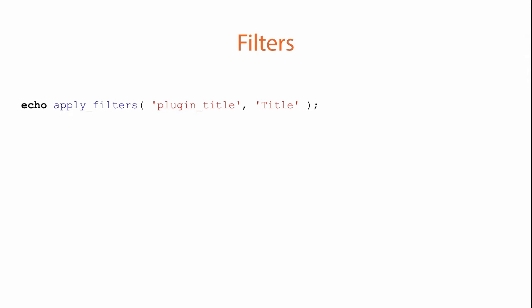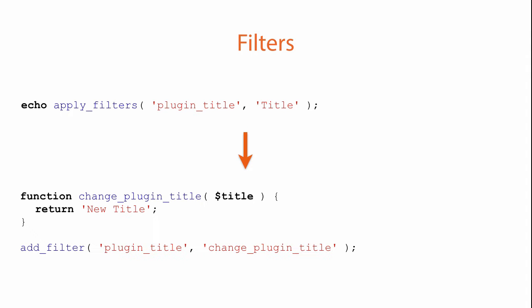As an example, if we have apply filters being called with the identifier plugin title and the value title, we can create a function called change plugin title that takes in this title and just overrides it completely, returning new title. So instead of the original plugin outputting a title, it'll return new title. We hook into this by using add filter with the unique identifier plugin title and the name of our function, change plugin title. We can also do something like this, where we take the original value that is being passed in and simply modify it, in this case by adding new and a space at the beginning of the original title.